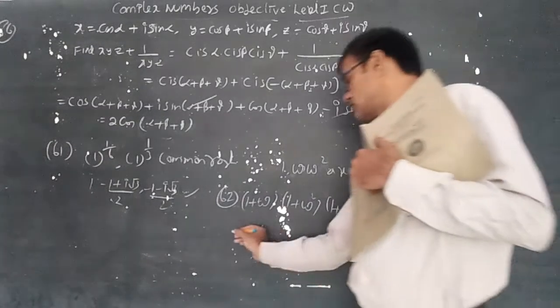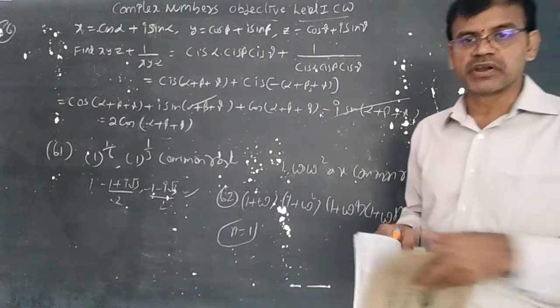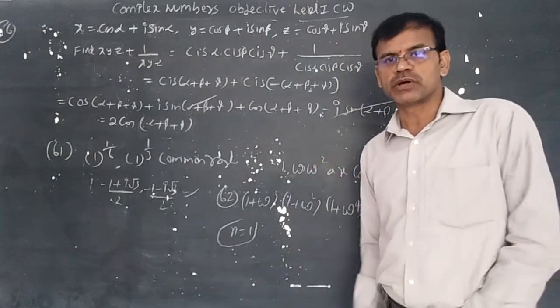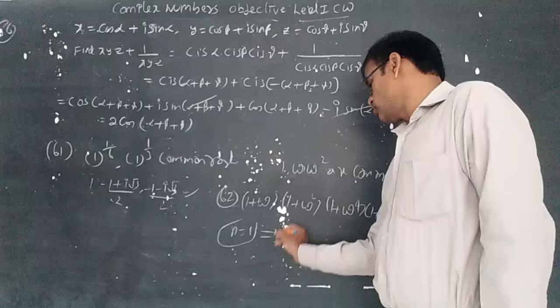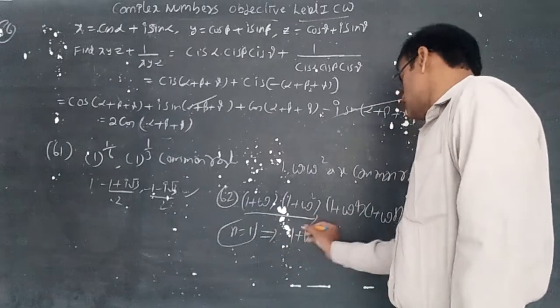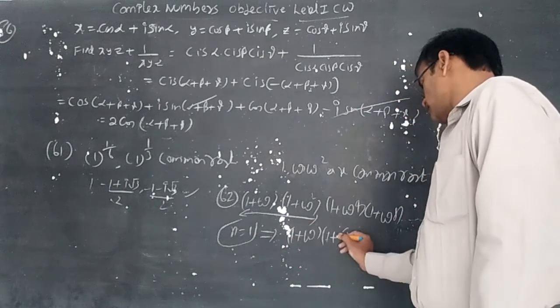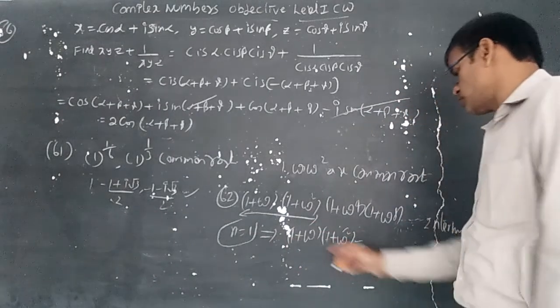So let us do the shortcut. Put n is equal to 1. So whenever n is equal to 1, 2n means 2 into 1. So 2 terms you take. Only 2 terms. That is, consider these 2 terms: 1 plus omega into 1 plus omega square.